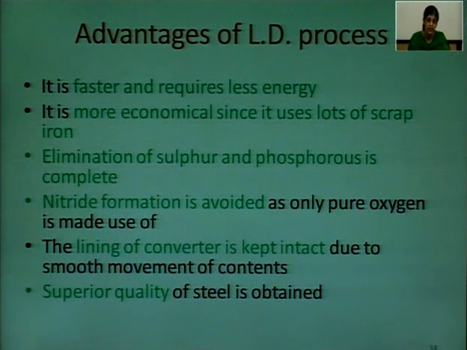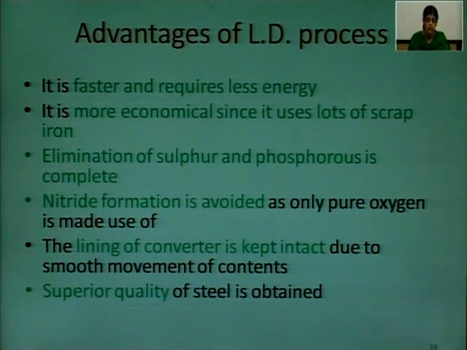This is a better method, it is faster and requires less energy. The open hearth process was a slow process. This process is more economical because over here we can use lots of scrap iron, and all the gases and impurities are properly removed. So, these are the advantages of the LD process. We have seen two methods for manufacture of steel, the open hearth process and the LD process.